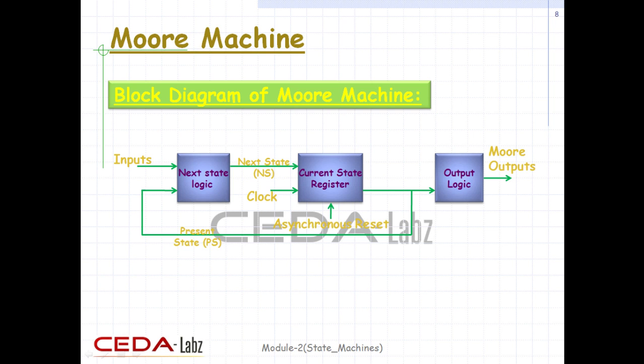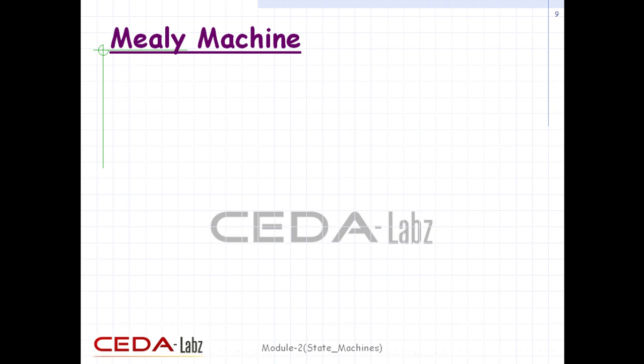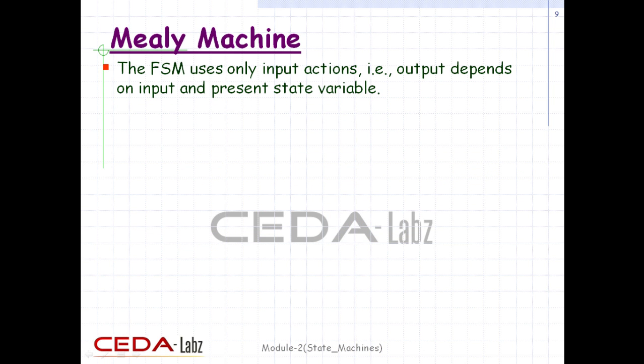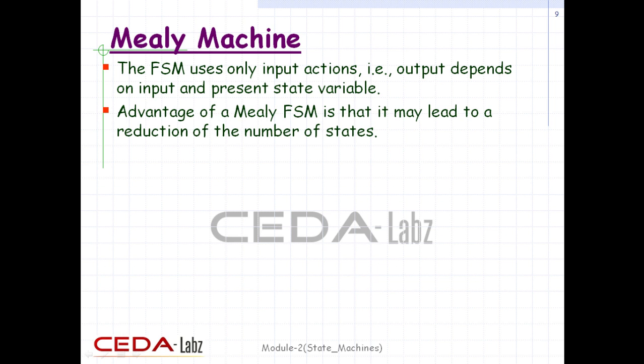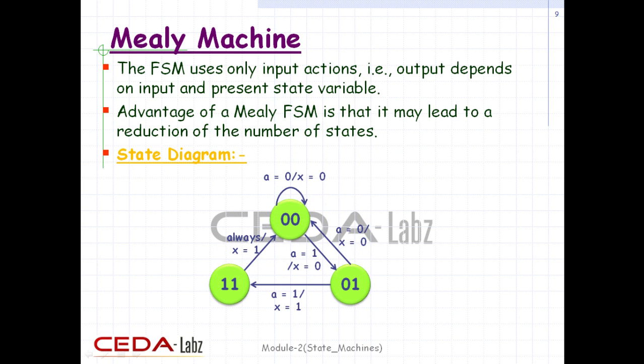Here the next state logic and output logic are combinational circuitry, and the current state register is sequential circuitry because it stores the states. In a Mealy machine the output depends on both the current state and input. The advantage of the Mealy model is that it may lead to a reduction of the number of states. Here is the state diagram. This is an example of a Mealy FSM. The text on the arrow lines shows input/output. A is the input and X is the output.